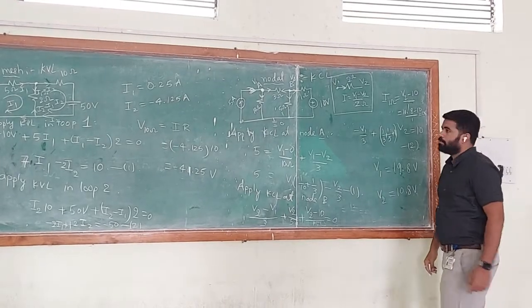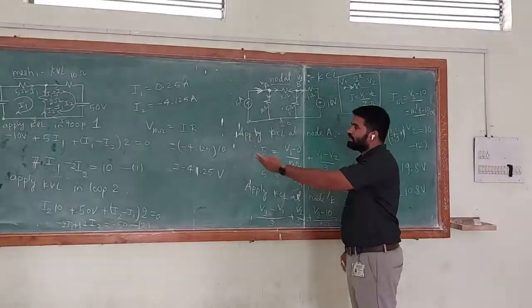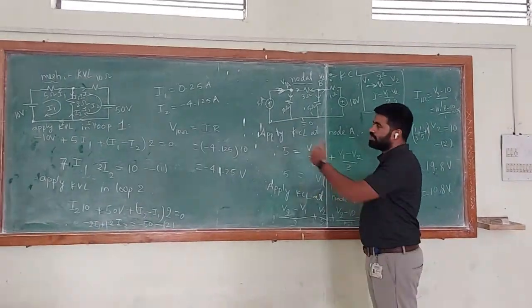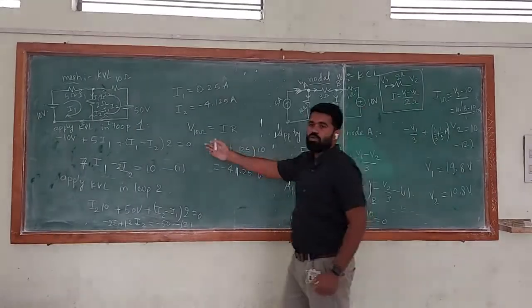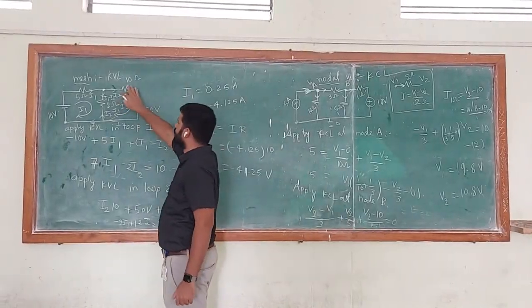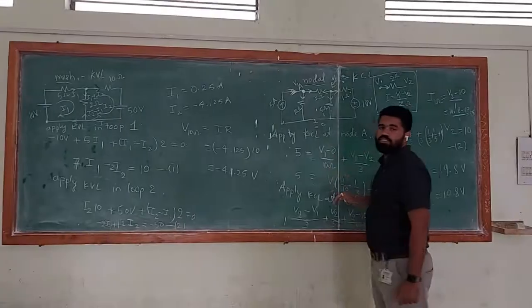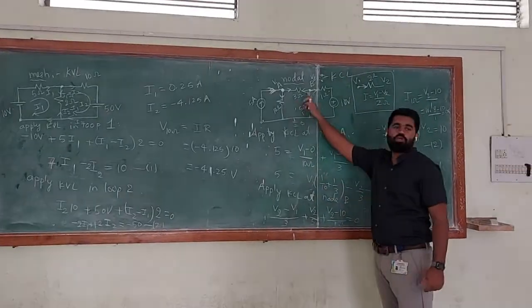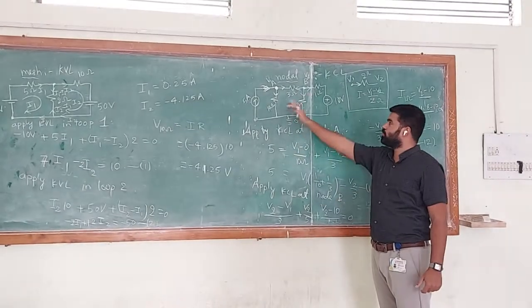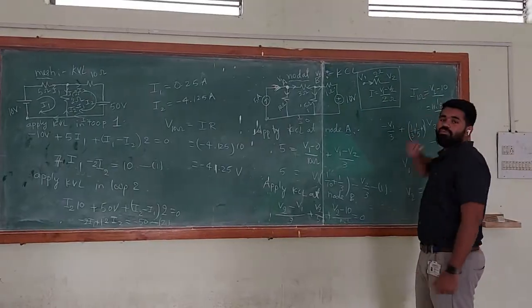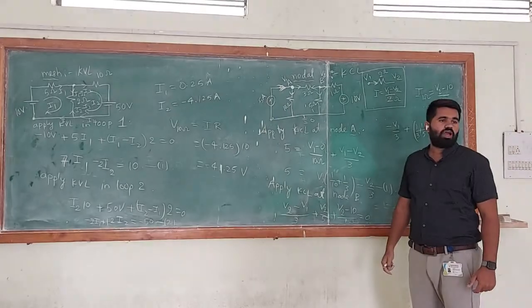Is that clear? By using mesh analysis, we can determine the currents. After getting the currents, you can determine the voltage drop across each element. In the case of nodal analysis, we first determine the nodal voltages. After getting the nodal voltages, we can determine the current in every branch. I hope all of you understood.